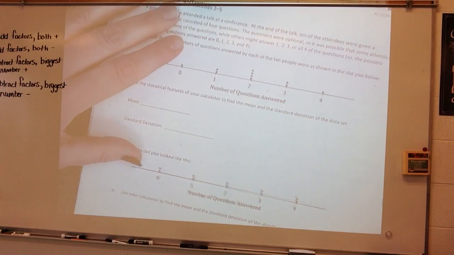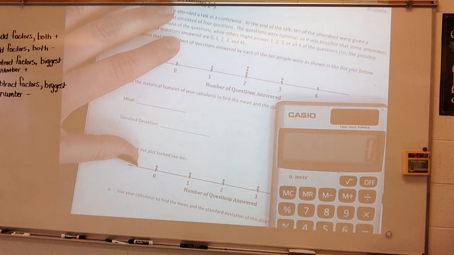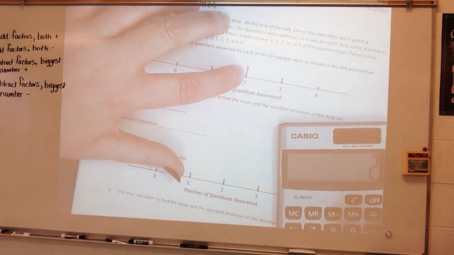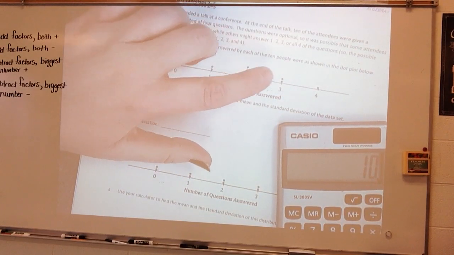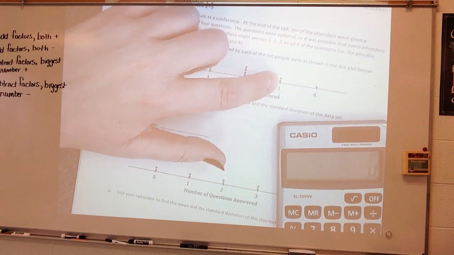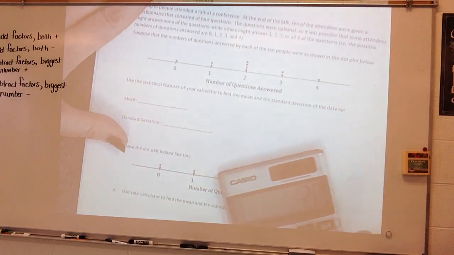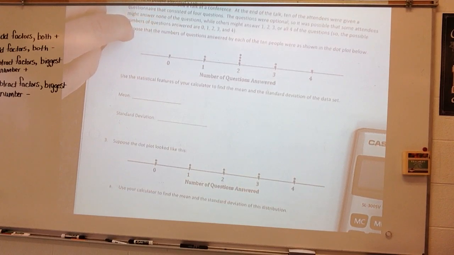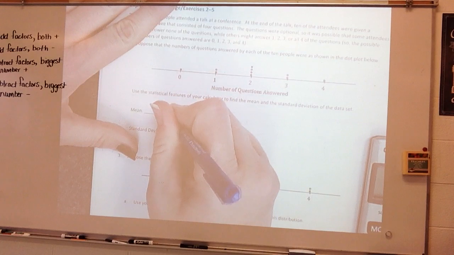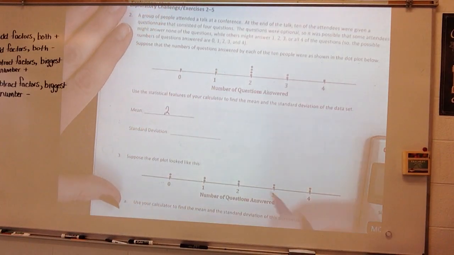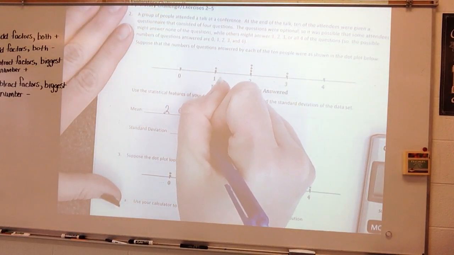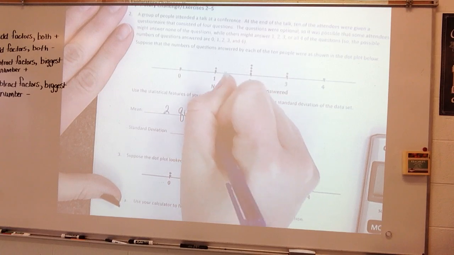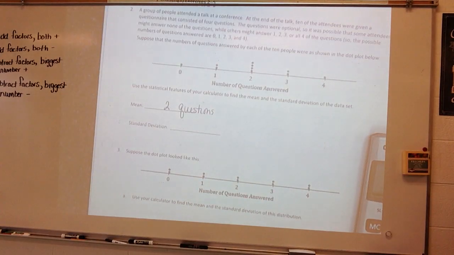Alright, so 1 plus 1 is 2, 2, 4, 6, 8, 3 and 3 is 6, and 4, so I have 20. So 20 divided by 10 is 2. So my mean is 2 questions. That means the typical person answers 2 questions.